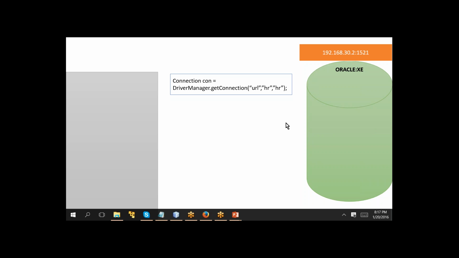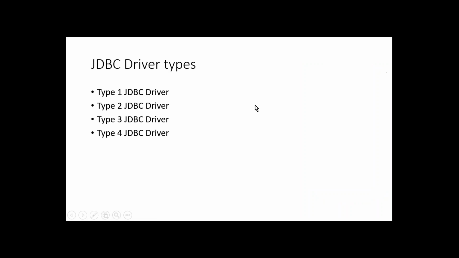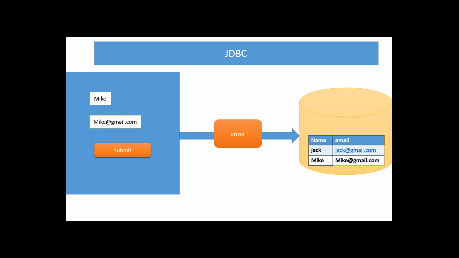So the first step you have to do is, as you see, all the communication is being performed by the driver. You have got four types of driver: type 1, type 2, type 3, and type 4. You have to specify which driver will help you to communicate with the database, whether it is type 1, type 2, type 3, or type 4.